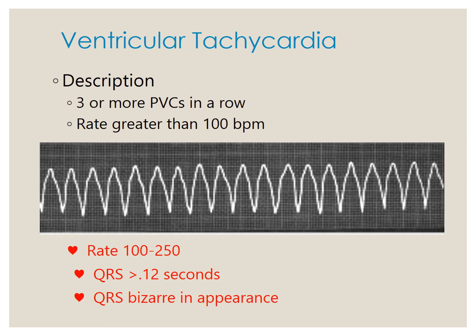Ventricular tachycardia. This is described as 3 or more PVCs in a row at a rate greater than 100 beats per minute. Usually the rate is between 100 and 250 beats per minute. The QRSs are usually wide and bizarre, greater than 0.12 seconds. So this is a ventricular tachycardia that you're looking at here. And we don't even count it. If we see something like that, we're like, oh my gosh, let's see what's going on here.